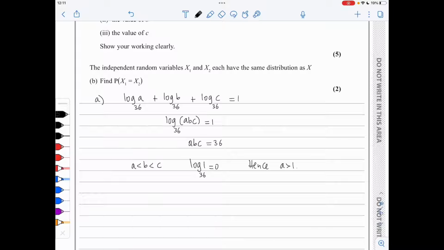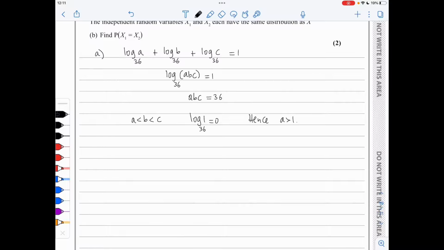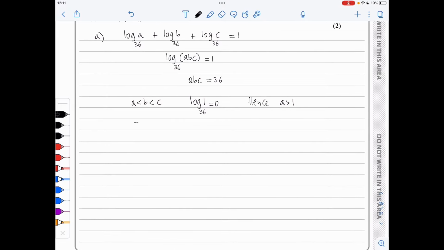Now I need to think of a decomposition of 36 into 3 integers, all of which are greater than 1, and none of them is equal to the others. So I can easily come up with the solution that 36 is 2 times 3 times 6. So again, 3 distinct integers, all of them greater than 1, all of them different, which means that a must be 2, b must be 3, and c must be 6.